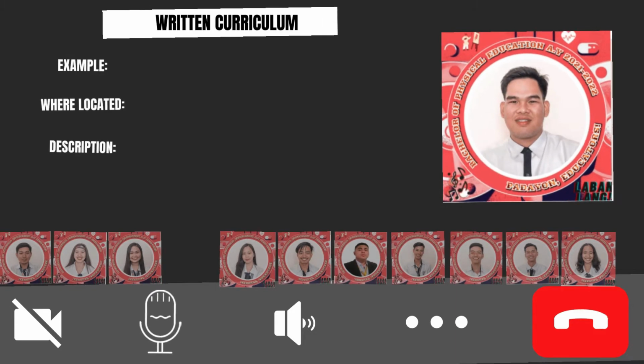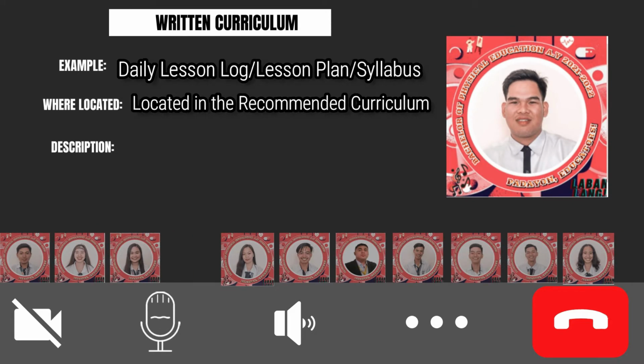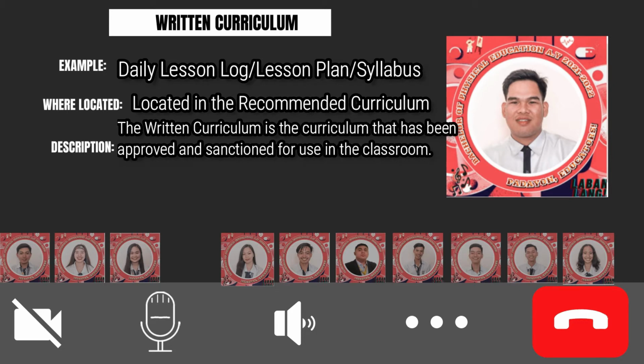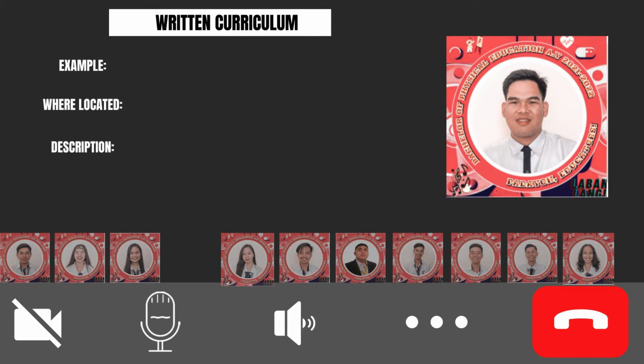Next is the written curriculum. Example of it is the daily lesson plan or syllabus, located in the recommended curriculum. The written curriculum is the curriculum that has been approved and sanctioned for use in the classroom. It represents the wants and demands of society. It translates the recommended curriculum's broad goals into specific learning outcomes.